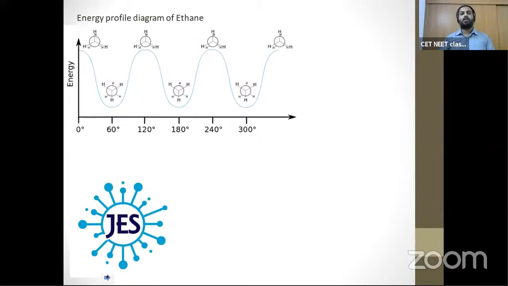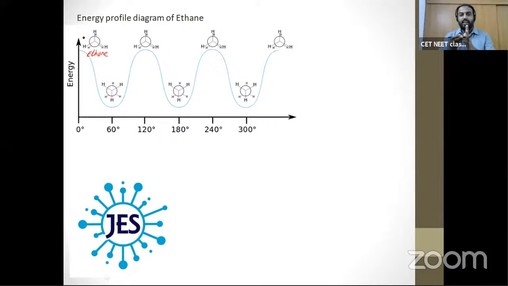Okay, alkanes. In the last section, what is it? Conformations of alkanes. Alkanes can exist in a number of conformations. Conformations means the structures differ in their spatial orientation. Observe this. Here we have considered ethane as an example. Ethane. This is one spatial orientation.